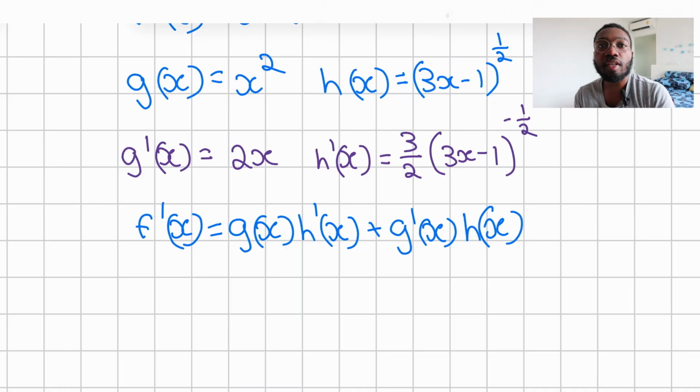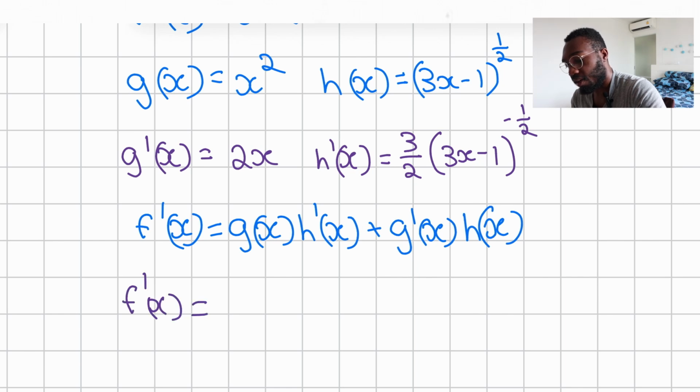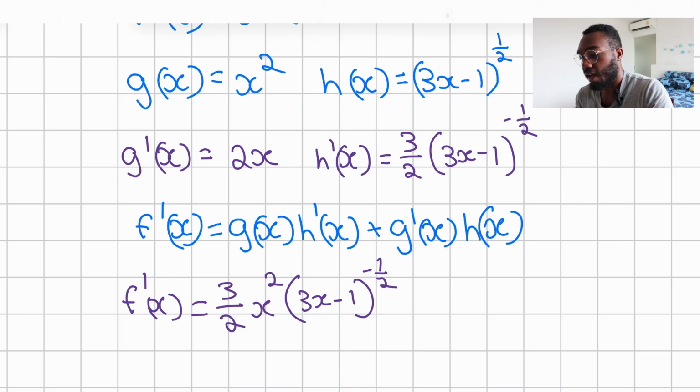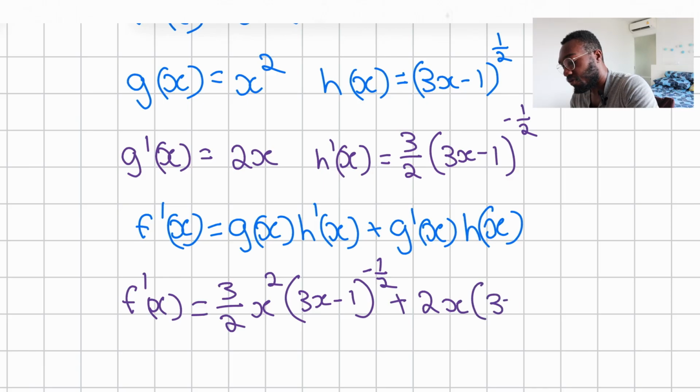So now what we can do is g of x times h dash x. So that would be the x squared times by the 3 over 2 and the 3x minus 1 to the power of minus half. If we do that, f dash x would equal 3 over 2 x squared, and then in brackets the 3x minus 1 to the power of minus half. And then for the other one, it would just be g dash x times h of x, so that would be a 2x, and then in brackets 3x minus 1 to the half.